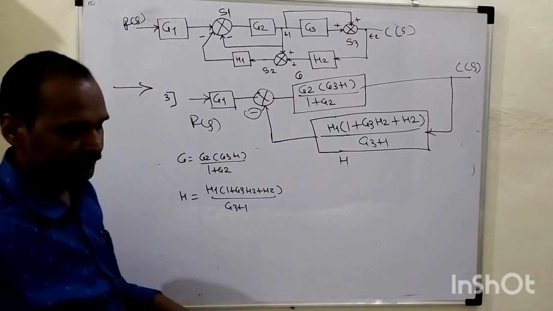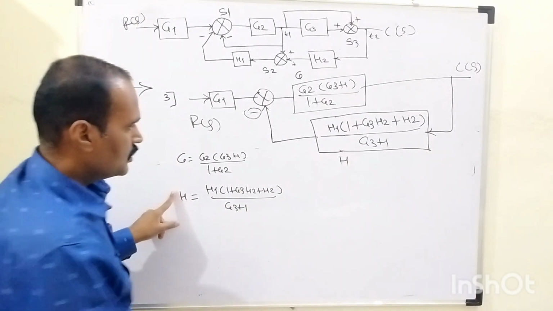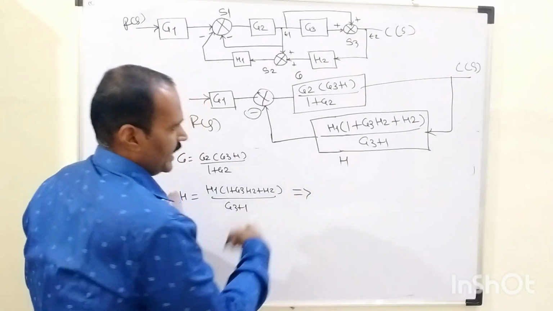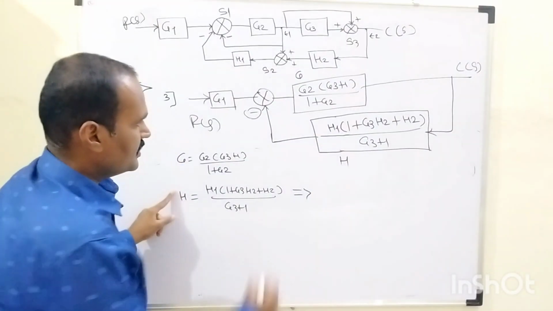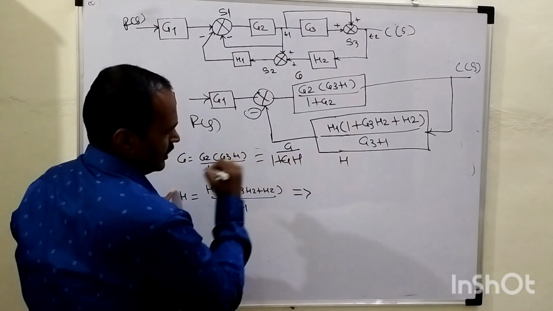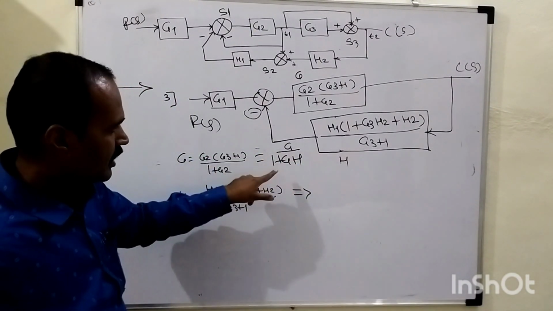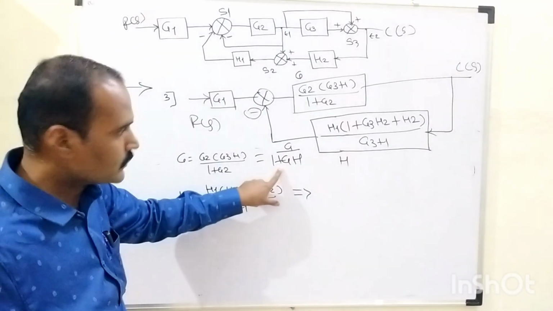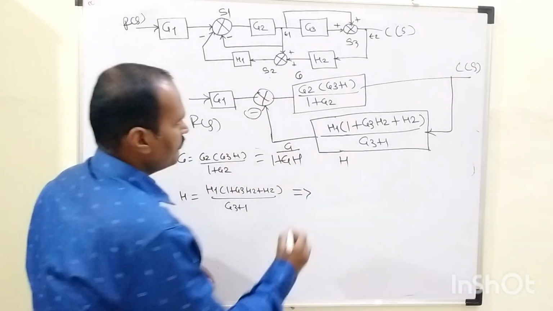G3 plus 1, right? So this is G and this is H. As a result of feedback elimination, what will it be? It is G divided by 1 plus G into H, right? If you have negative feedback, the opposite sign is to be considered within this denominator, right? So this entire term will become what here?